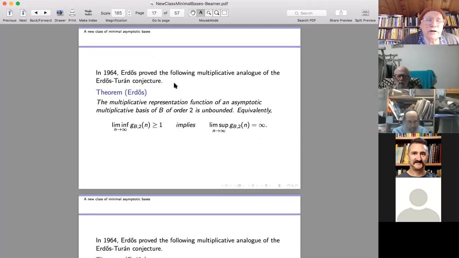And Erdős proved the multiplicative analog of his conjecture. So in 1964, this was a paper in the Israel Journal of Mathematics, Erdős proved that if you have an asymptotic basis of order 2, then the multiplicative representation function is unbounded. So that means that if you have a set of positive integers with the property that from some point on, every number is a product of at least two of the integers in one way or another, then there are integers with arbitrarily large numbers of representations.